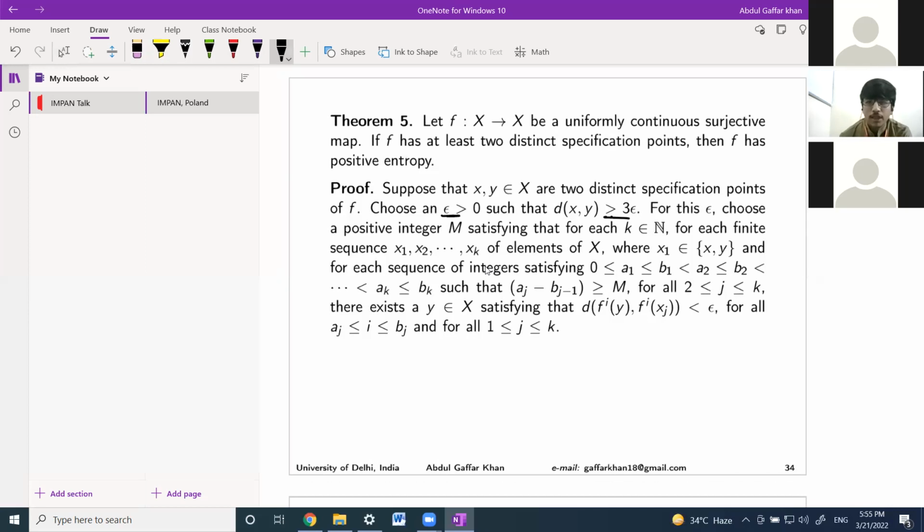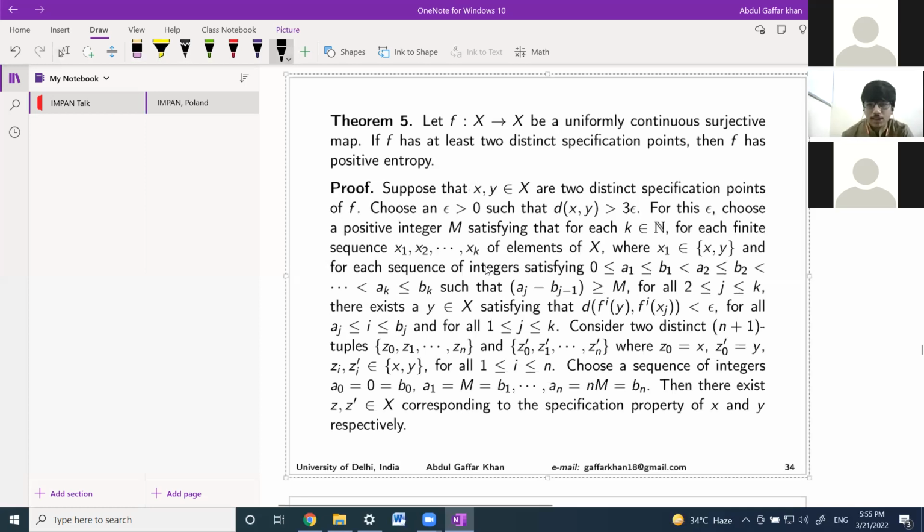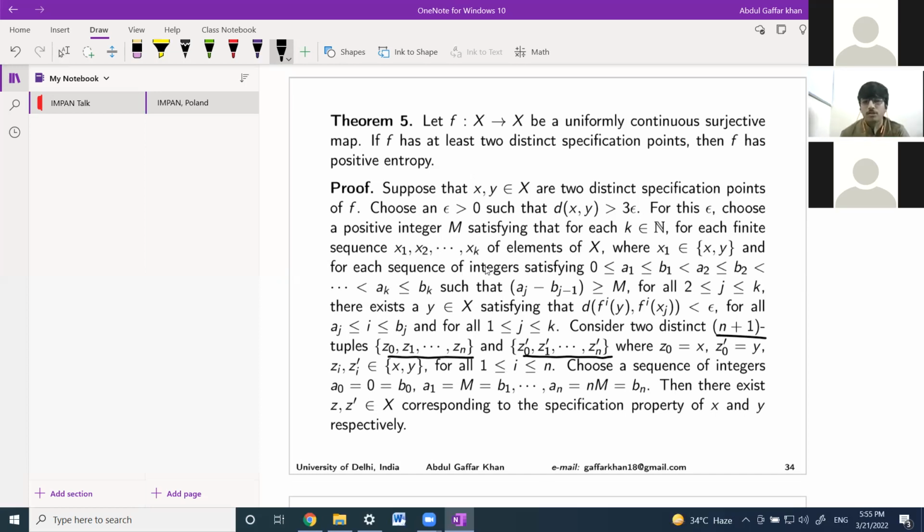So for this epsilon, we can choose a positive integer m, which will work for the specification property of x as well as for y. That is, any finite pieces of orbits starting at x or y can be epsilon-traced, but the time gap is at least m. Now consider two n plus 1 distinct tuples z0, z1, z2, ..., zn and z0', z1', z2', ..., zn'. If these elements zi and zi' are in x and y only, then we can find a tracing point for the sequence, and these will be distinct.